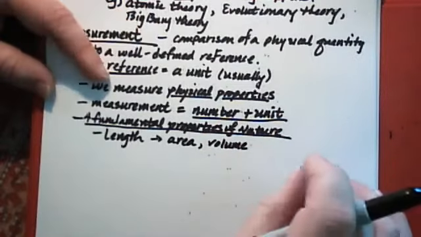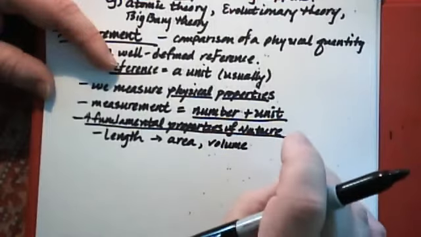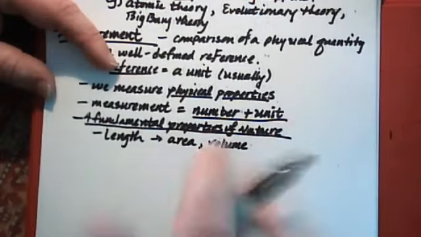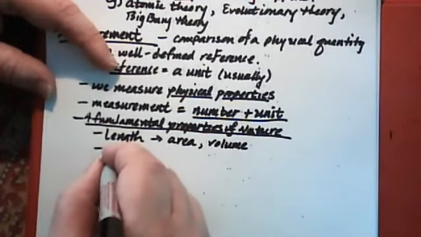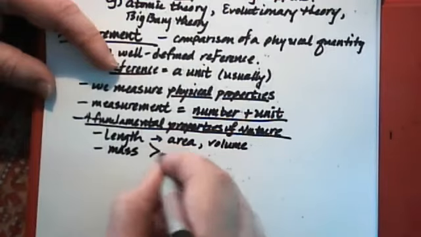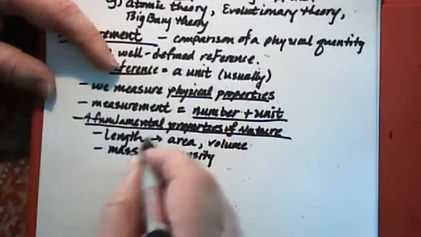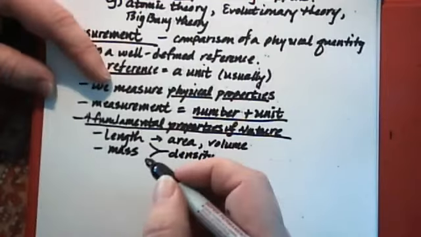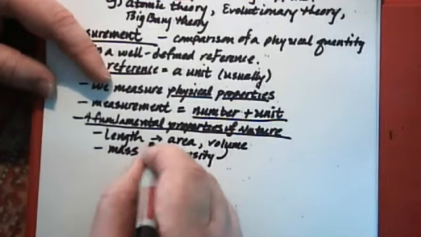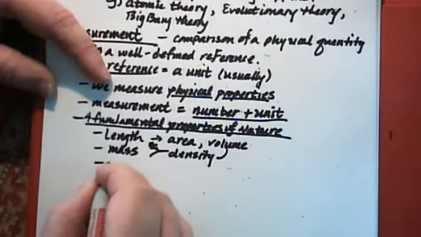So length times width times height is volume. And length and width and height are all measured in length units. So there are types of length. And yeah, length also leads to volume. There's also mass. Length, volume and mass can lead to density. So that's another type of measurement.